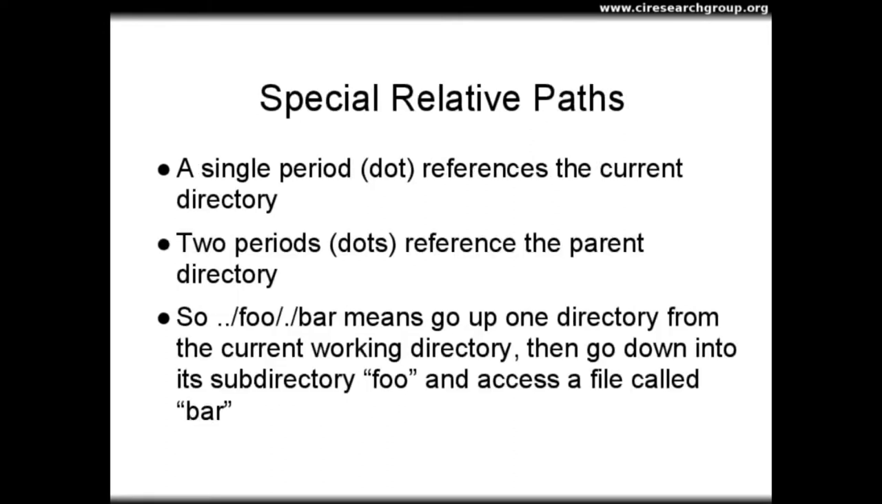There are also some special relative path name components that can be used. A single period, a single dot, references the current working directory. Two periods, or two dots, references the parent directory. Thus, the path ../foo/bar means go up one directory from the current working directory, then go down into its subdirectory foo and access a file called bar. Notice that the single dot alone as part of a directory path generally has no effect because it refers to the current directory.